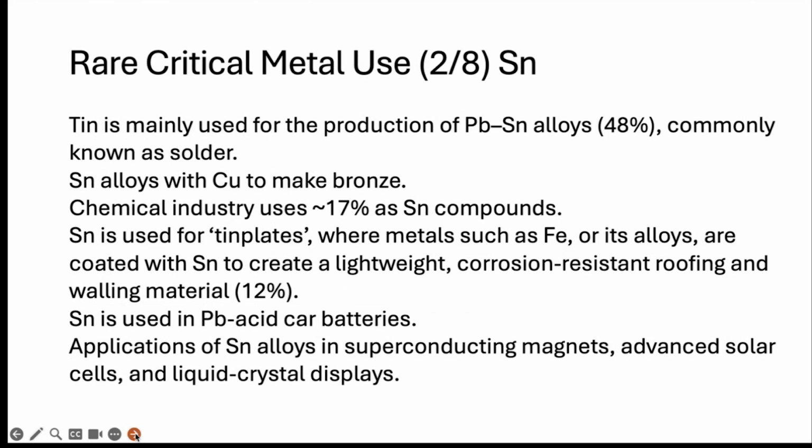Number 2 is tin, Sn, mainly used for production of lead tin alloys, which are commonly known as solder. And then also tin alloys with copper to make bronze. Chemical industry uses about 17% tin compounds. Tin is used for tin plates where metals like iron or its alloys are, yes, Clint.